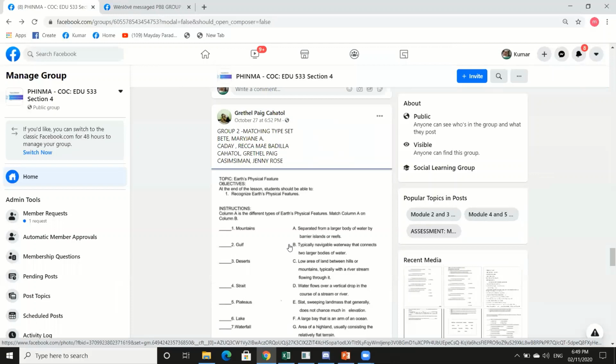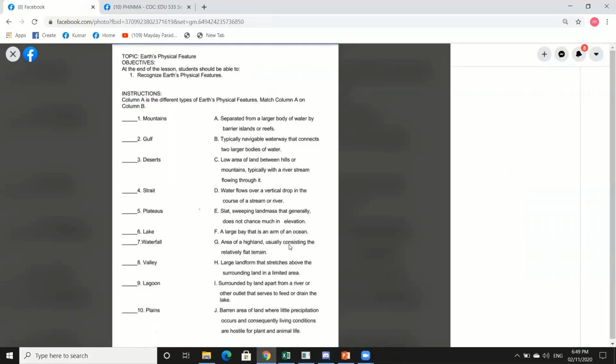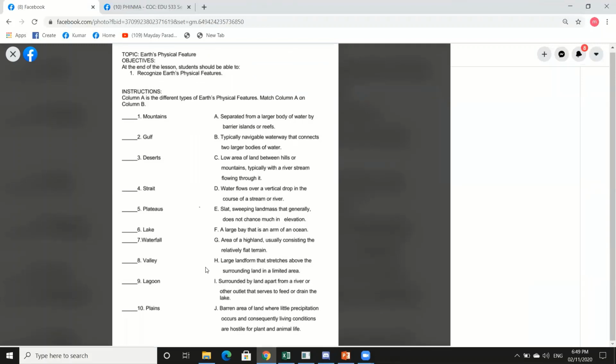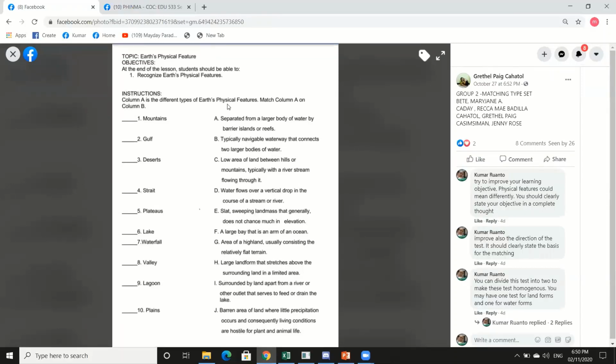Okay, here is the matching type. Matching type test. Okay, again, write the basis of the matching here. Okay. So always label. This should be column A, this should be column B. Okay. What is faulty in these test items is that the longer text, which is called the premise, is in column B, on the right side. Okay. Longer statements should be placed at the left side. The idea is that we read from left to right, no?